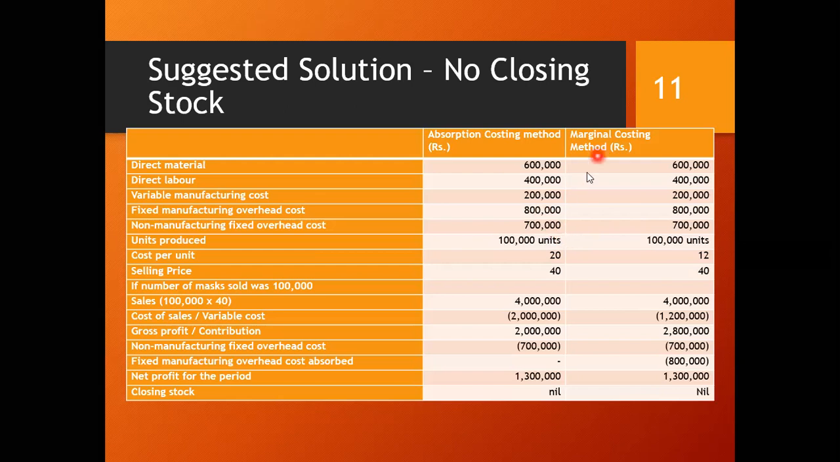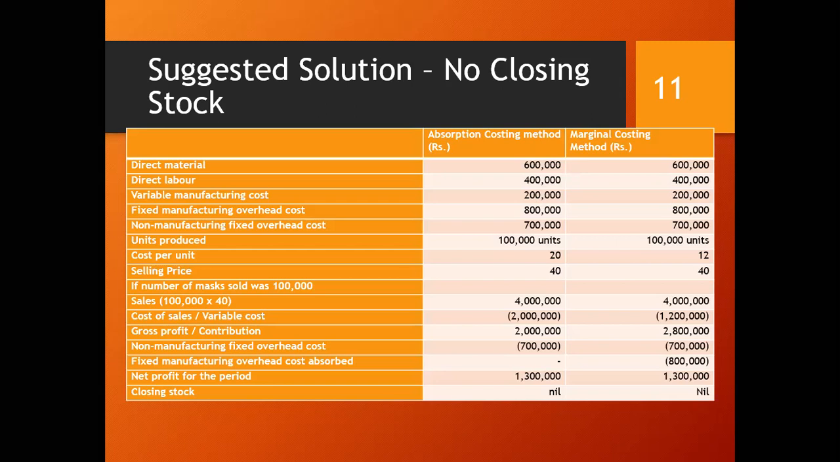Then, what is the difference? Can someone tell me the reason why there is no difference under the two methods? You can simply tell me the answer. What is the reason why there is no difference in the profit under two different methods? Anybody? That is the learning, not the calculations. All these big calculations won't give you anything. But if you know the reason why there is no difference in the profit, that is really a learning. Yes, you are right. Under both methods, all the costs have been considered. That is true.